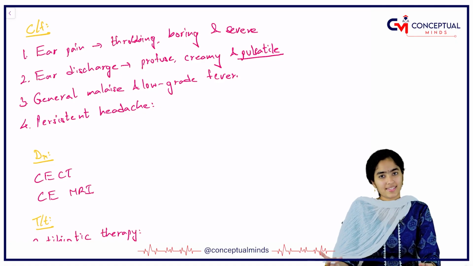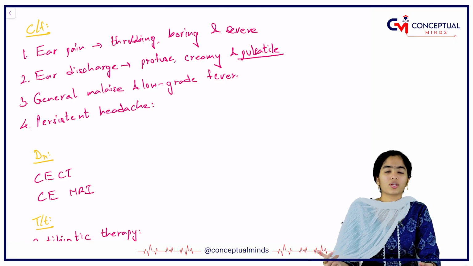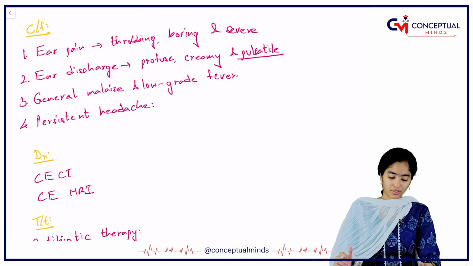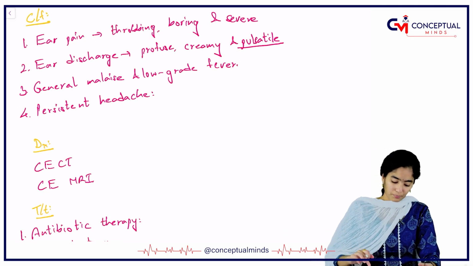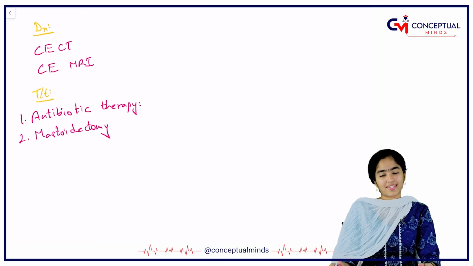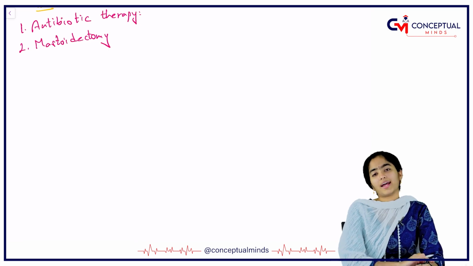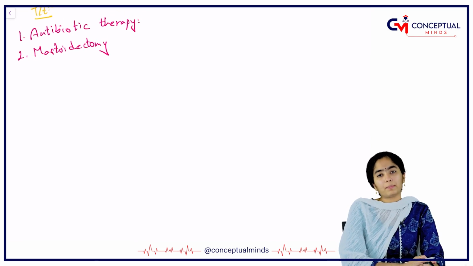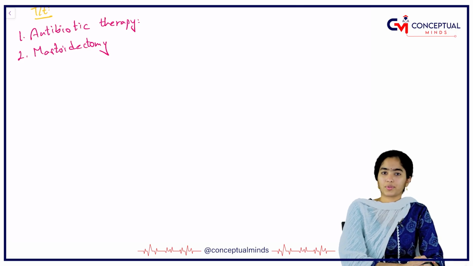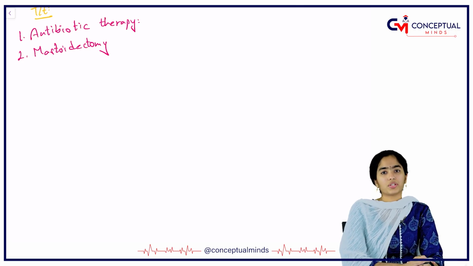Ear pain, persistent headache, ear discharge, and general features like malaise and low-grade fever. Ear discharge is pulsatile. And the diagnosis is by contrast enhanced CT or contrast enhanced MRI, and treatment is very simple: antibiotic therapy adequately plus mastoidectomy, and a follow-up for other complications is required. This is all about extradural abscess.